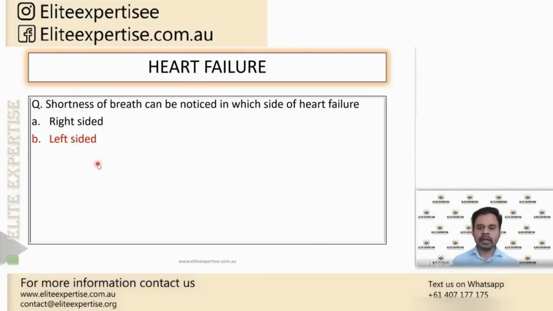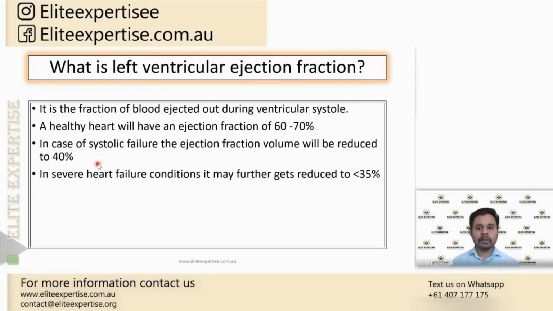Now we need to know about a major factor which is known as the ejection fraction of the heart. Each and every time we study medications, especially digoxin and its mechanism of action, we need to know about this ejection fraction. So we need to know what is meant by ejection fraction. Ejection fraction is the fraction of the blood which is ejected out during each ventricular systole.